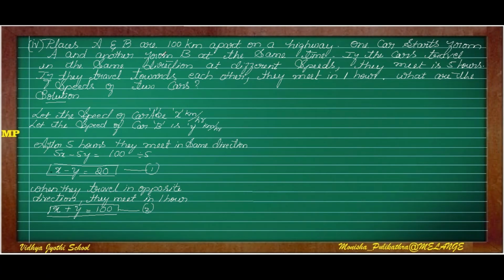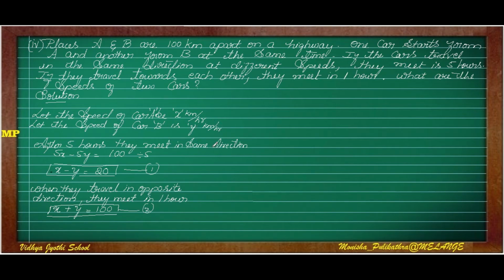Places A and B are 100 km apart on the highway. One car starts from A and another from B at the same time. If the cars travel in the same direction at the same speed, they meet in 5 hours, and if they travel opposite to each other, they meet in 1 hour. Okay, so let the speed of the first car be x km per hour. The speed of the second car is y km per hour.